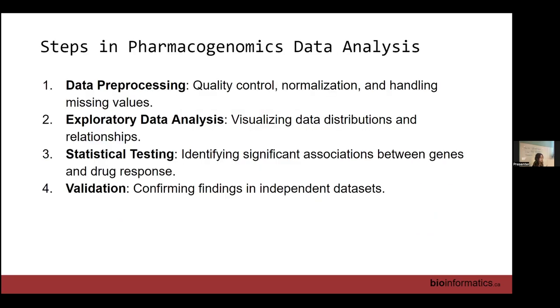So, very briefly, the steps involved in this entire data analysis portion. First is data pre-processing, so things like quality control, normalization, and handling missing values. Again, we touched on this yesterday. The second is exploratory data analysis. It's always a good idea to look at your data, make sure that things are looking right, and have an idea of what the data is looking like and what you can expect from your results. And then the third is the actual statistical testing. This is trying to find those associations between your markers and your drug response, and finding those markers that are significant and could potentially be your candidate biomarkers. And then the fourth step is to validate your findings, confirming findings in independent data sets. We'll talk about some other methods to do this, but this step is really important to build confidence in the biomarker that you discovered.